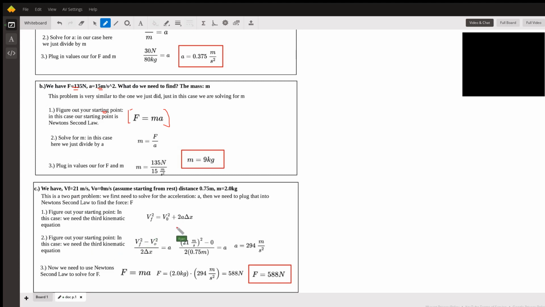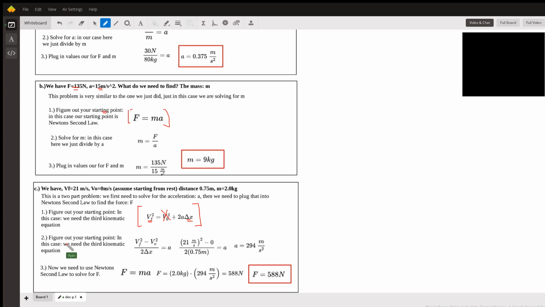So this is a little bit more of a difficult question because it's actually a two-part question. So first off, we need to figure out our starting point. In our case here, it's the third kinematic equation here. What we need to do here is we need to solve for acceleration a. The reason for that is that we're given our final velocity, our initial velocity, we're assuming it's 0, we're assuming it's starting from rest, and we are also given your delta x here. So all that's left, our only unknown, is our acceleration a.